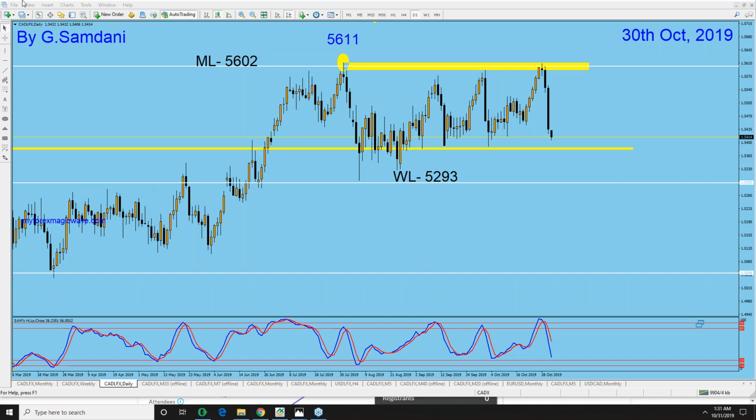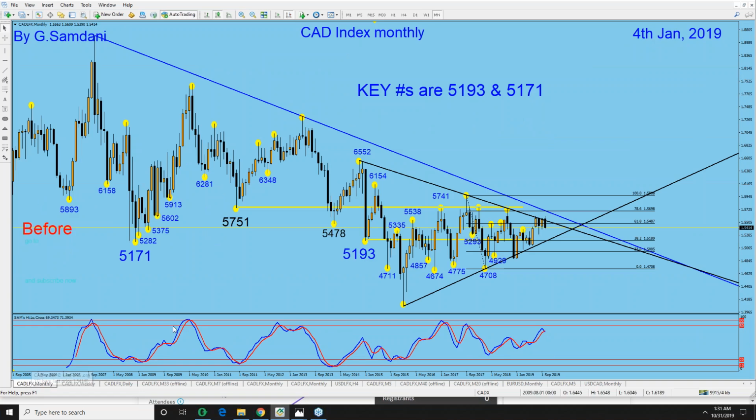So let's get started. This was the daily chart I was watching a couple of days ago, since it was going up to this high here, and this is the level 5602. It's a monthly low. It's a big level. If you want to know where it is, it's right here. Okay, so all of these, this is the low, this is the high.